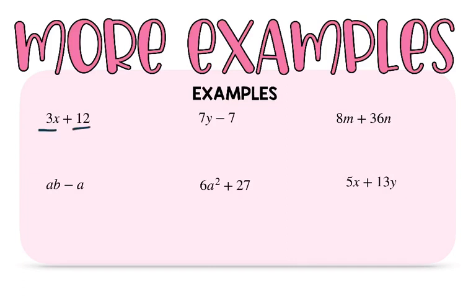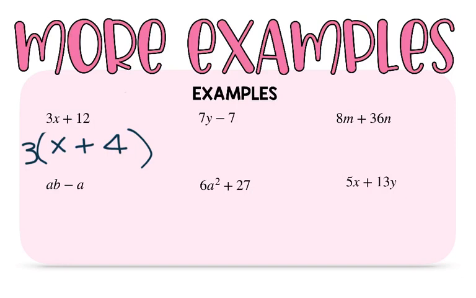3x and 12. Can I divide those by anything? If so, what's the biggest number? Yes, I can divide both of those by 3. This one has an x and this one doesn't, so I can't take a letter out because there is no letter in the second part. So 3 is my GCF. What's left when I divide that? 3x divided by 3 is x, and 12 divided by 3 is 4. And I'm done. Again, if you want to check, distribute it back and make sure that it works to be the same as the original.